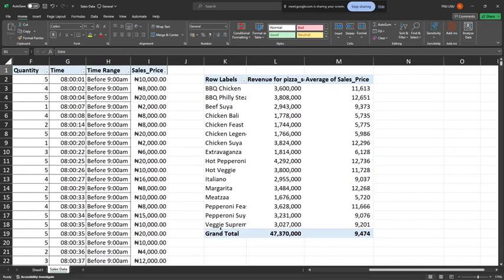The list of all the pizzas, the revenue that was gotten for each type of pizza, and this is the total revenue if they sum it up. That is, the whole barbecue chicken that was sold for the whole period was 3.6 million. The average sale of barbecue chicken is 11,613. But the total revenue for barbecue chicken was 3,600.